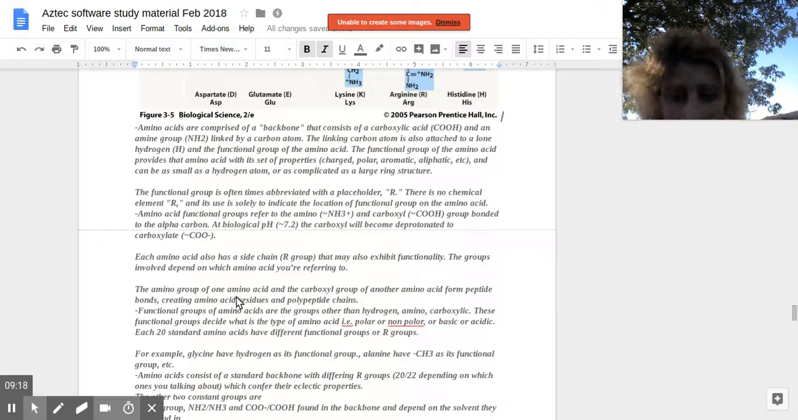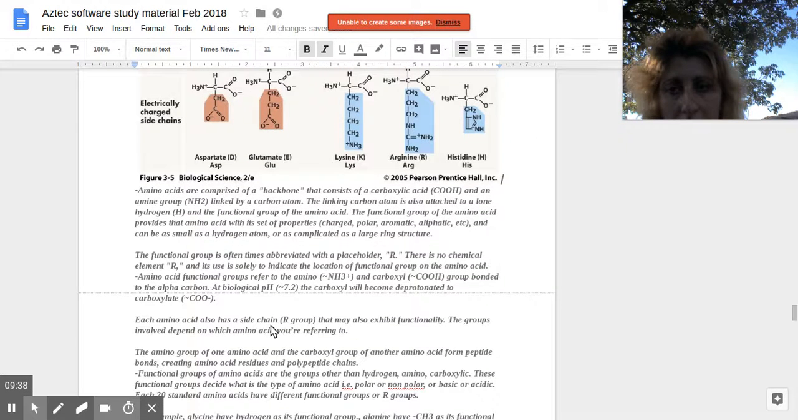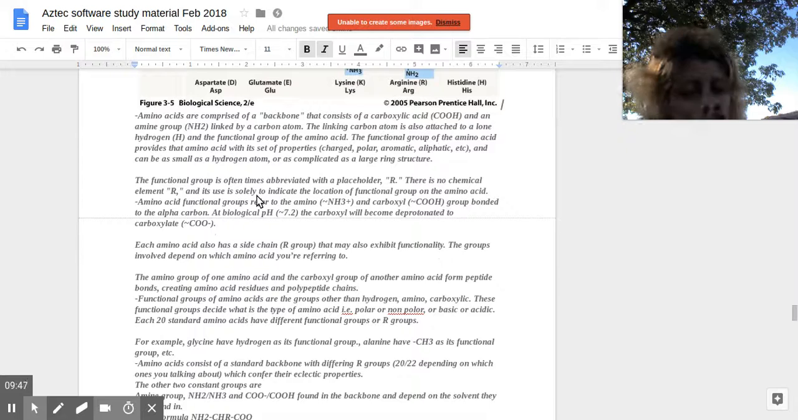One amino acid links up to another via the amino group of one binding to the carboxyl group of another, forming a peptide bond and creating amino acid residues and a polypeptide chain. So this is the amino end and that's the carboxyl end. Functional groups are all the R groups, so specific. They may be polar.